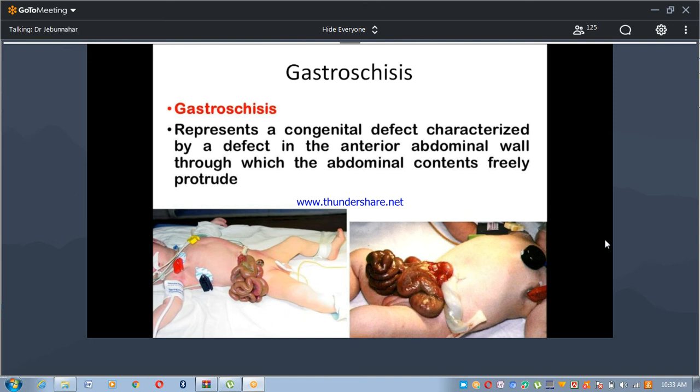In omphalocele, it involves the herniation of the abdominal viscera through an enlarged umbilical ring. Here lies the umbilical ring. The viscera, which may include liver, small and large intestine, stomach, spleen, or gallbladder, are covered by amnion. These structures are covered by amnion.